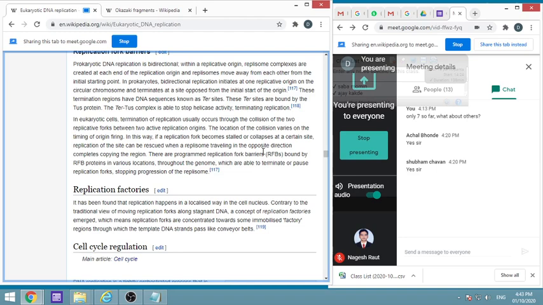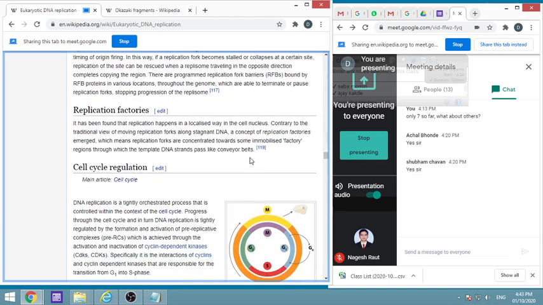The replication factories means replication occurs in a localized way in the cell nucleus. The replication forks were thought to be moving along the DNA, but the concept of replication factories emerged. That means the replication forks are concentrated at an immobilized factory, and the template DNA strands are passed through like a conveyor belt, as I told you, like the situation in industry.